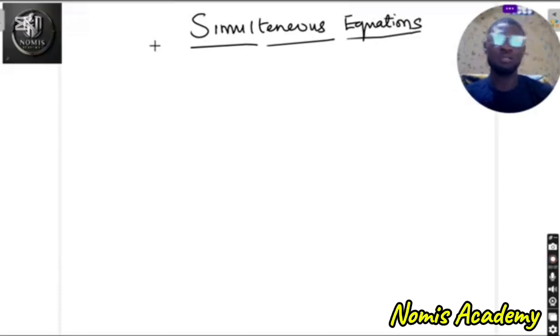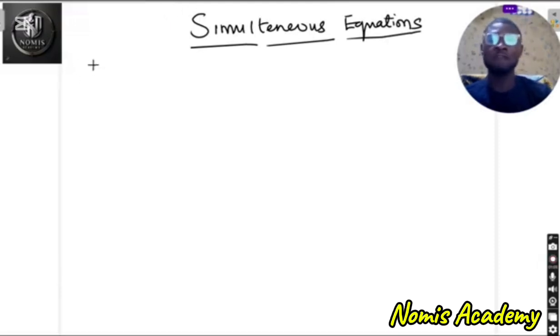So what are we saying about simultaneous equations? We could have two types of equations occurring together as simultaneous equations. We could have a quadratic equation occurring together with a simple equation. We could have a simple equation occurring together with a linear equation. We could have a linear equation occurring together with a quadratic equation. So let's take some examples of simultaneous equations.